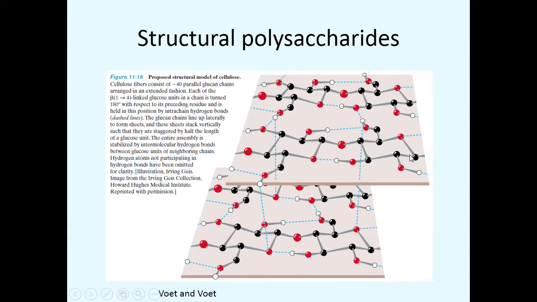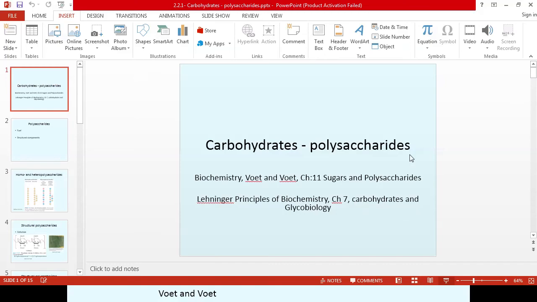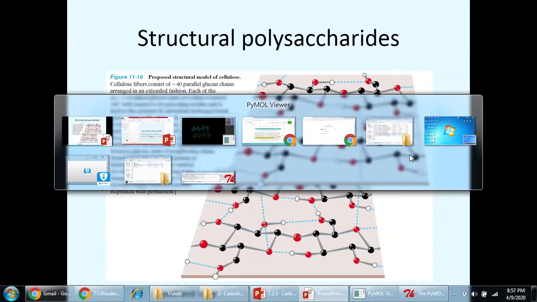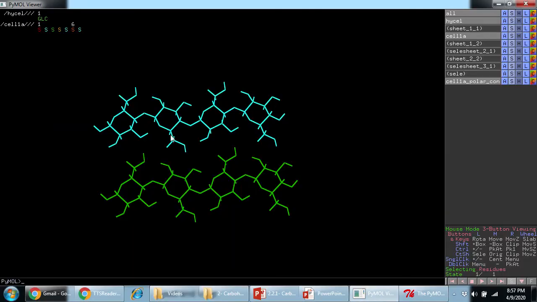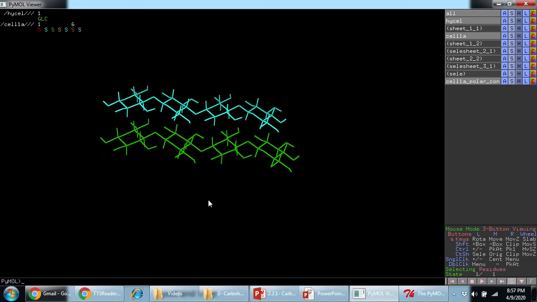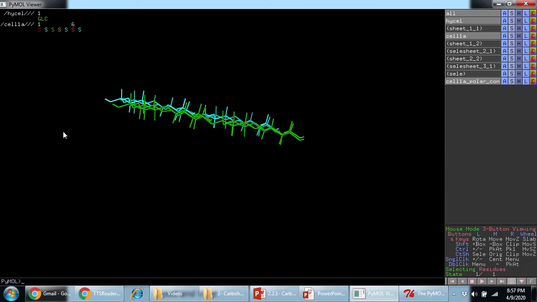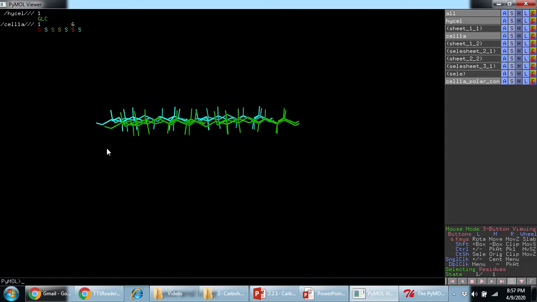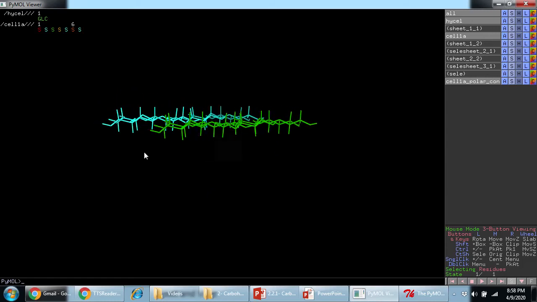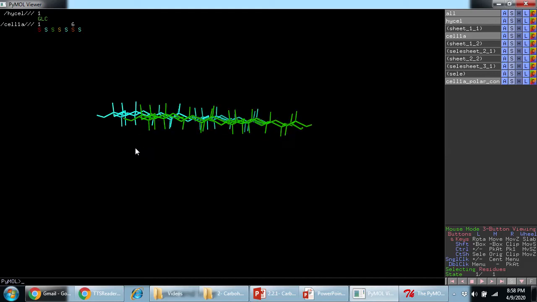Now let us take a look at the three-dimensional structure of cellulose. Here initially you can see two chains. These two chains are coplanar, which means they lie in the same plane. When we rotate these chains, you can see that they are in the same plane.